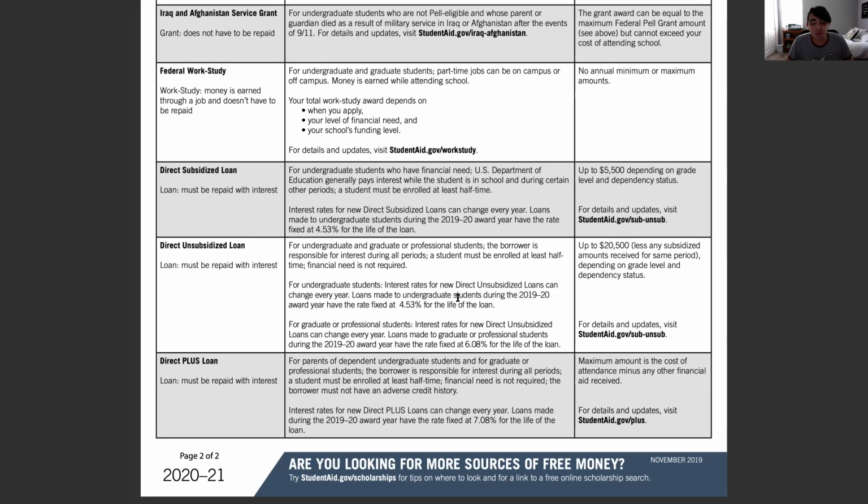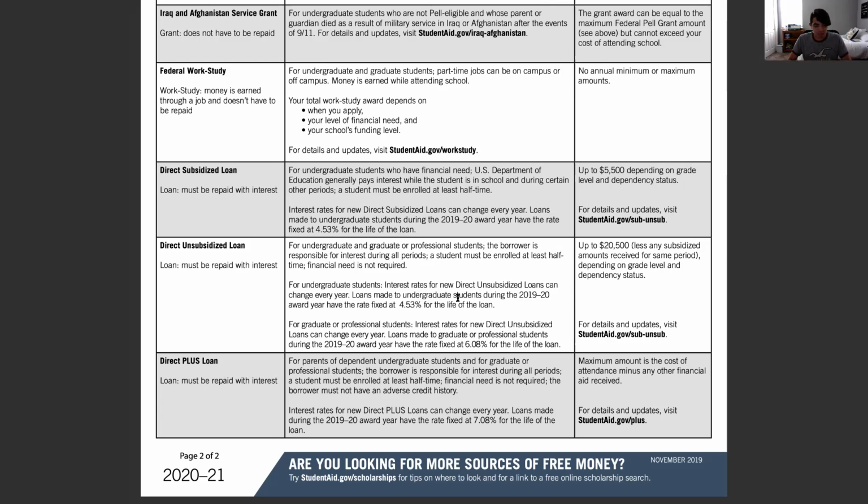And then unsubsidized, once you have this loan, you're going to be accruing interest. It is for undergraduates and graduate and professional students, and the borrower is responsible for interest during all periods. Student must be enrolled half-time, so it is not required. So for the subsidized loan, you will have to start paying that 6 months after you graduate, and for the unsubsidized loan, the interest will be accruing, so you might want to start making those payments, but it's up to you, okay? These are loans that are going to be outlined in your financial aid award letter, not on your SAR.